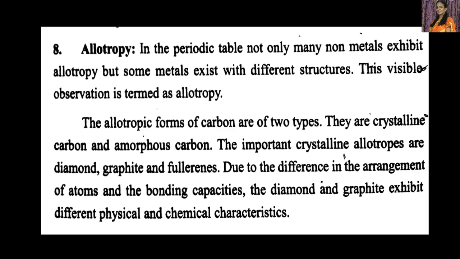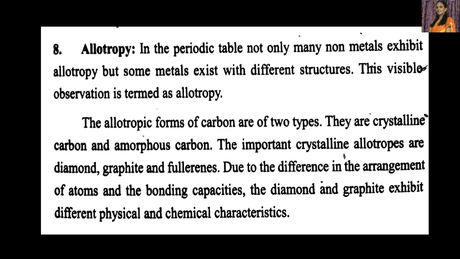Now let us see the allotropy exhibited by carbon. The allotropic forms of carbon are of two types: crystalline and amorphous. Crystalline carbon and amorphous carbon. The important crystalline allotropes are diamond and graphite, we know. And nowadays fullerenes are also added to diamond and graphite. So the crystalline allotropes of carbon are diamond, graphite and fullerenes.